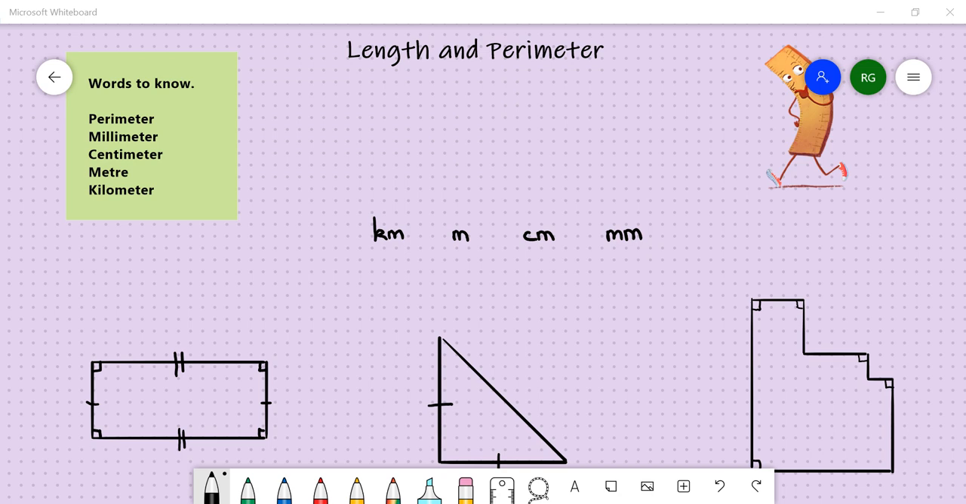You will note that in the top left corner of many of my lessons, there is a sticky note that includes many important words that you need to know at least by the end of this lesson. In today's lesson, they include perimeter, millimeter, centimeter, meter, and kilometer. We're going to begin today's lesson looking at converting between different unit measurements.